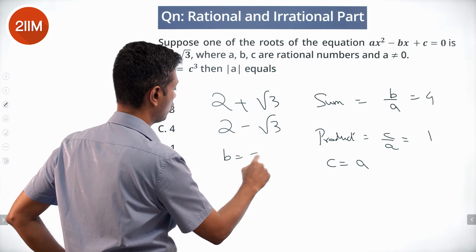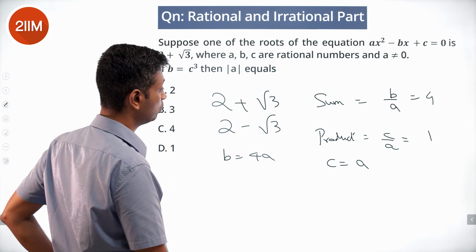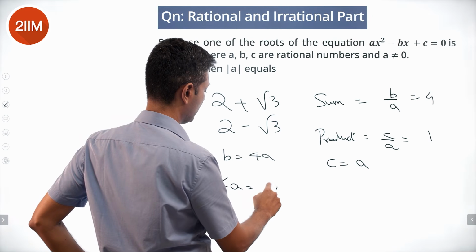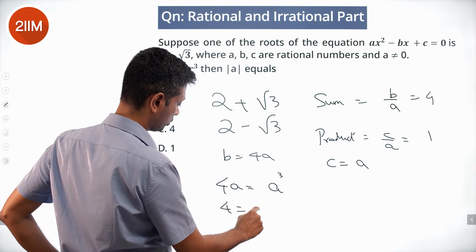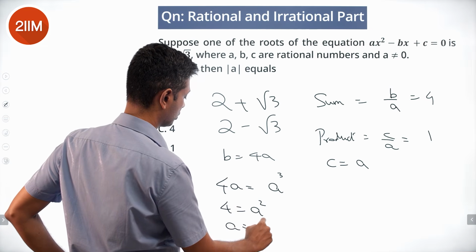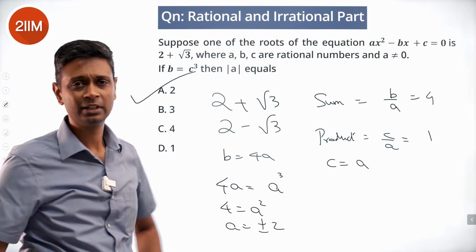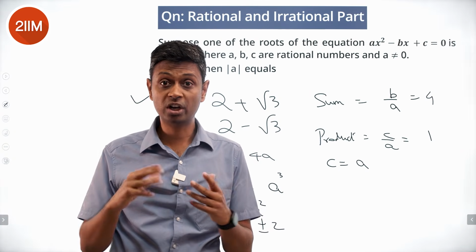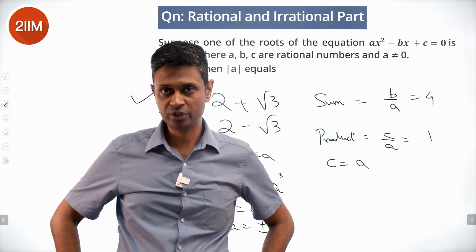b equal to 4a. And b equal to c cube, or 4a equal to a cube, or 4 is a square. a is plus or minus 2. We want to find modulus of a, which is 2. Done. If 2 plus root 3 is a root, the other root is 2 minus root 3. Roots come in conjugate pairs if we have rational numbers as coefficients. That's the first part.